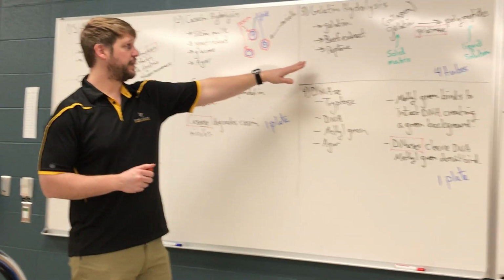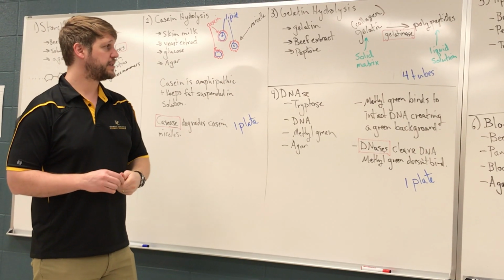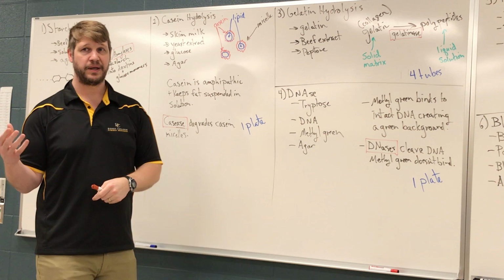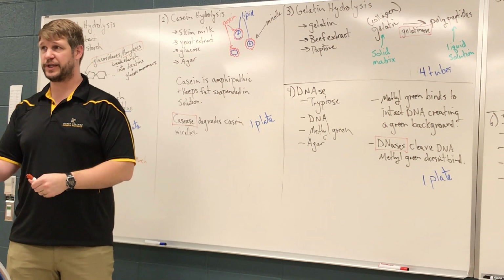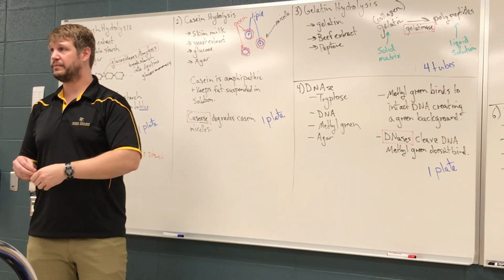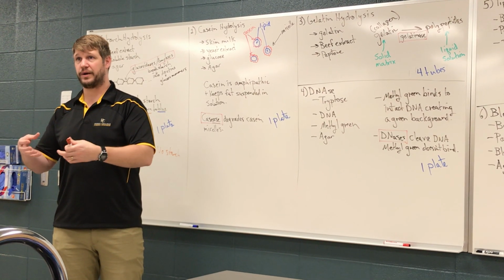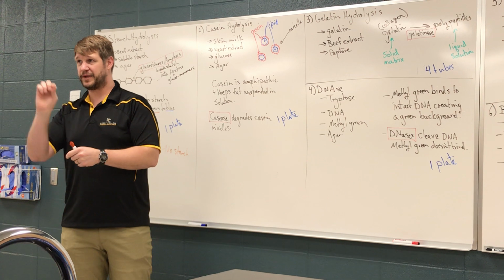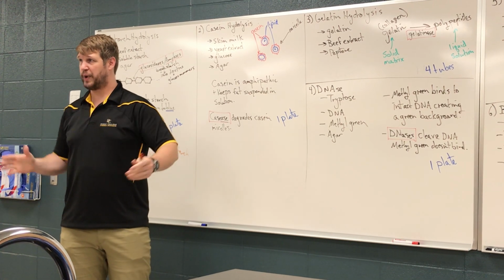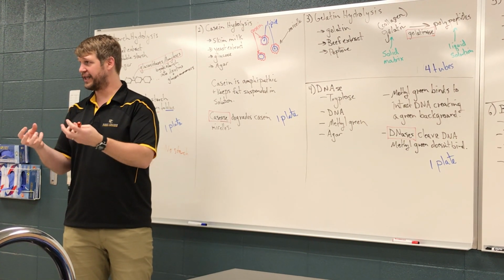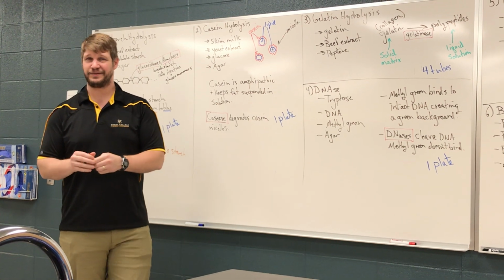The third one today is gelatin hydrolysis. So gelatin is what you use to make Jell-O, right? It's a very small amount of gelatin hydrated by a lot of water, which is why you can take a very little tiny bit of Jell-O powder and make a whole pan of delicious jiggly stuff, right? Kids love to eat.